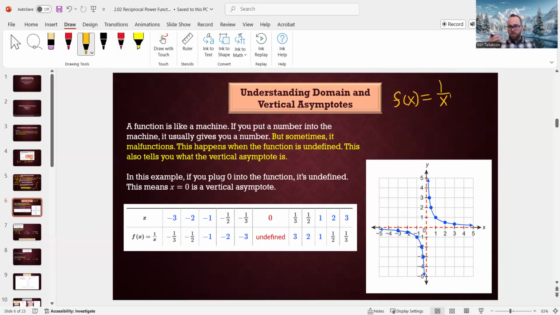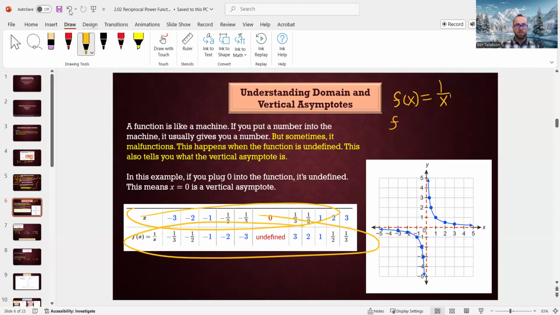You've heard me say many times that a function's like a machine, right? You put something in, that's the input, the x value, okay? And usually you get something out. You get an output, which is your y value. But occasionally the machine malfunctions and it breaks down. And when does this happen? It happens when the function is undefined. And the good news about that, even though our machine is broken, is that it tells you what the vertical asymptote is.